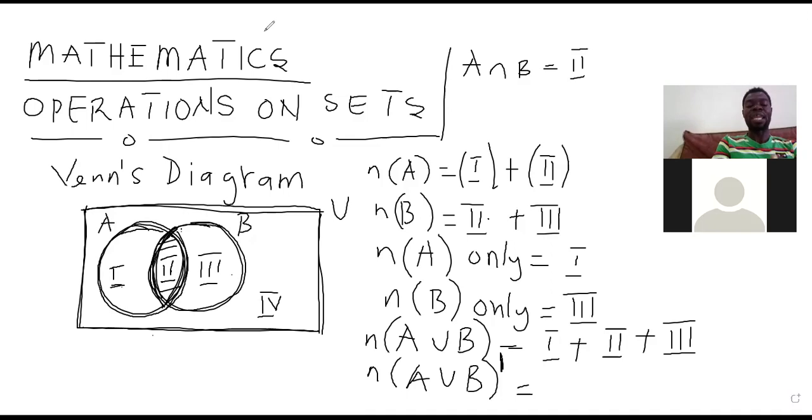When we put A and B together, when you combine all the members of A and B, you realize that IV will not be part, but it is in the universal set. So we call it a complement. So the number of A union B, all complement, is IV.